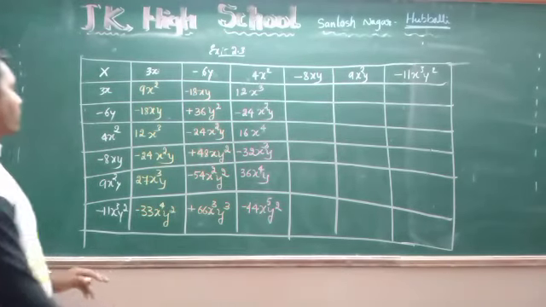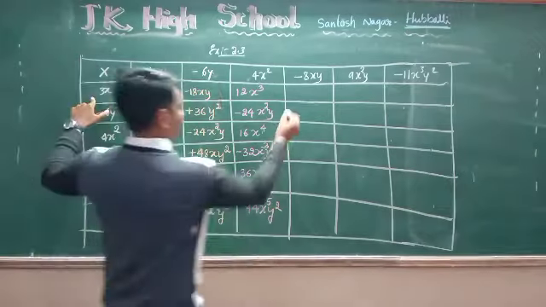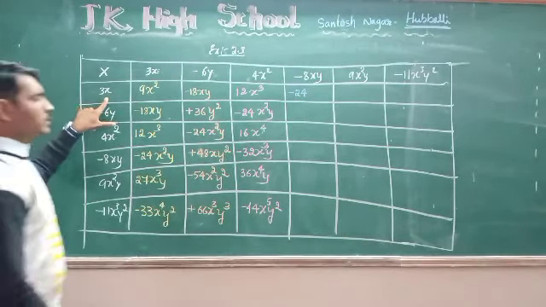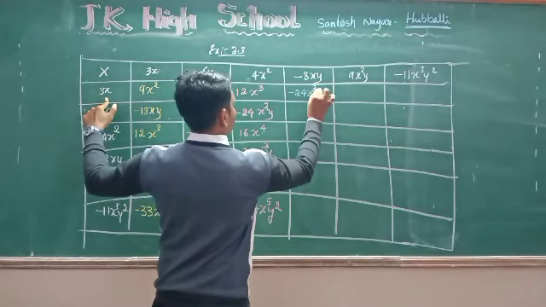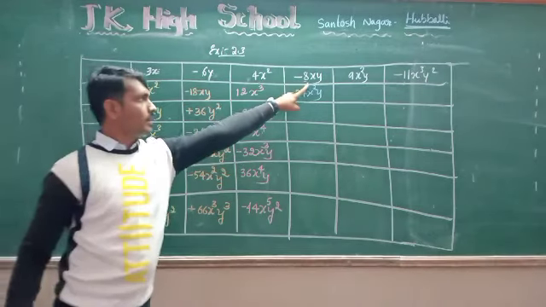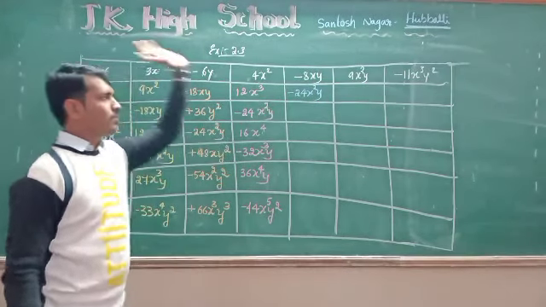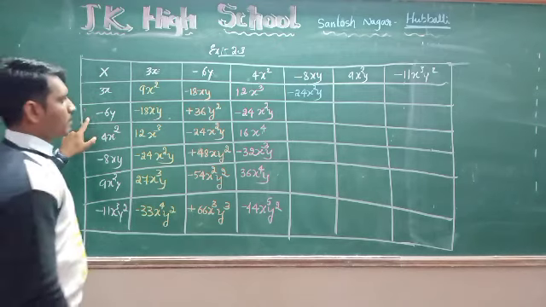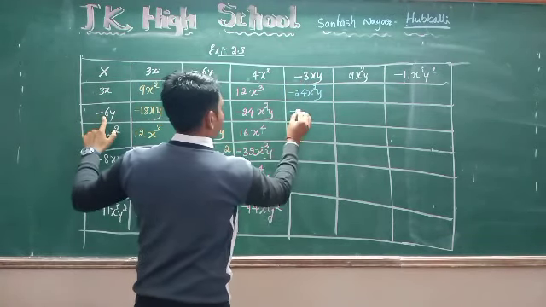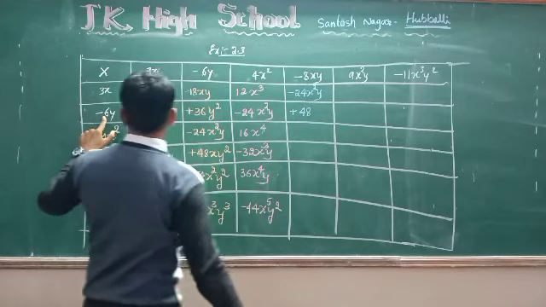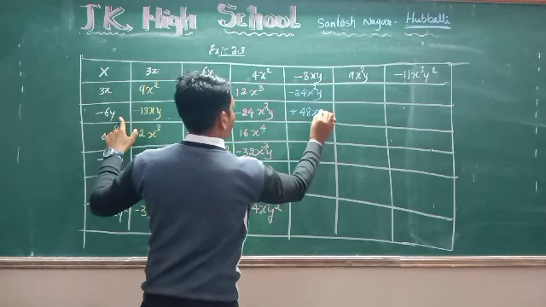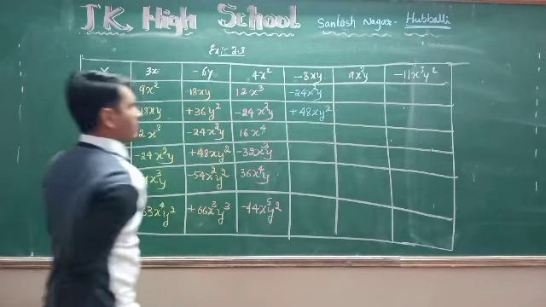Okay. How to multiply? 8 3s are minus 24. x into x, x square, and the remaining one is y. Correct? So the second one, minus into minus, plus; 6 8s are 48. Here x is there, keep x as it is, y into y, y square.